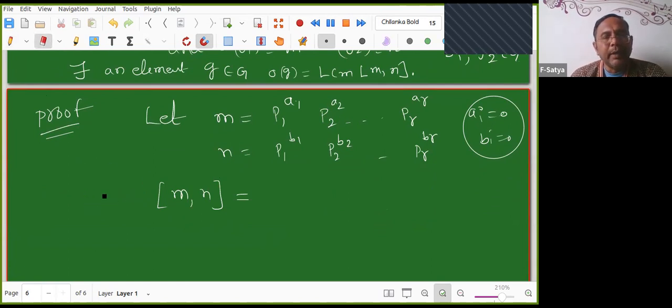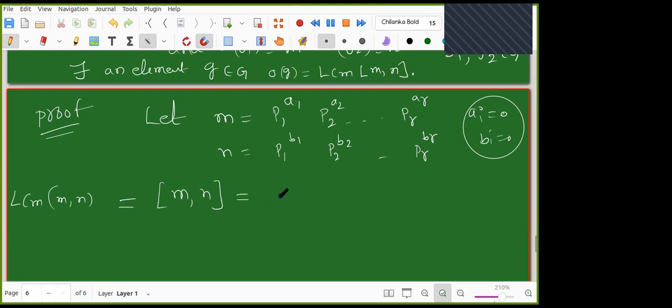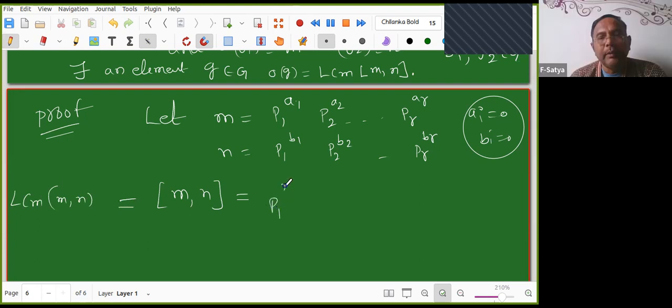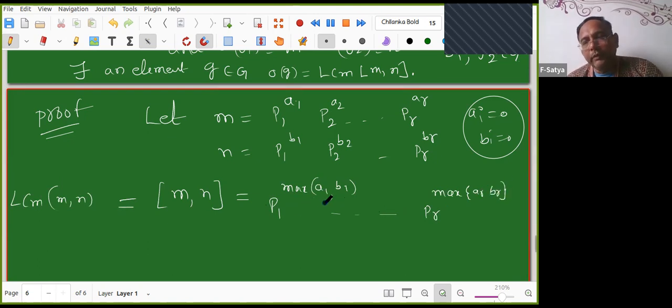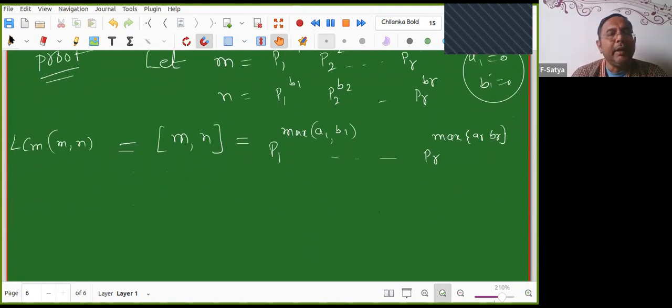We denote LCM like this, so I write this: P1 power maximum of A1, B1, and so on, PR power maximum of AR and BR. I don't know if A1 is maximum, it becomes A1. If B1 is maximum, it becomes B1. But it is one of them. So what do I do now?